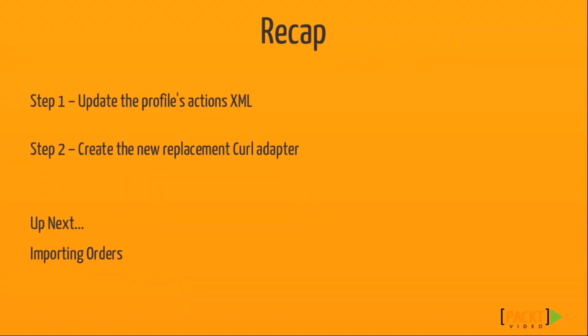So let's recap. Step 1 of writing our own Magento dataflow adapter is to update our profile's actions XML and give it the class path as the type of our first action. Step 2 was to create the new replacement curl adapter in PHP. The new adapter will extend from the original curl class. However, we're going to inject our own custom logic into the load function of that class. Coming up next, I'll be showing you how to import orders using Magento's dataflow, so stay tuned.